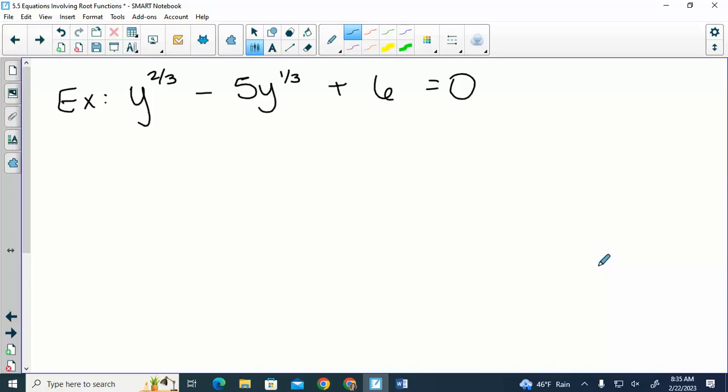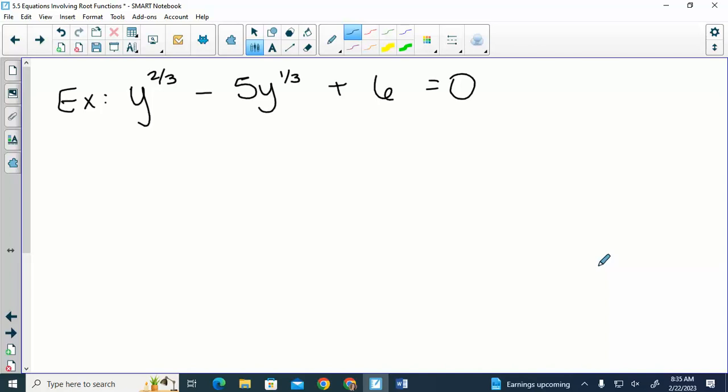There are 2 options for this problem. One is going to be a lot easier than the other. Can you add like terms? If there were like terms, you could. The exponents are different. So one option would be to write this with radicals: the cube root of y squared, the cube root of y, and the 6. But here's the problem. To cancel that cube root, you'd have to cube, right? And you would have to FOIL 3 times. So it will get ugly.